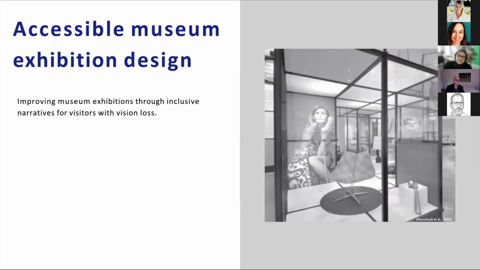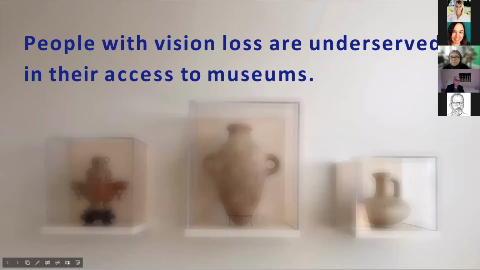All right, next slide. My research explored accessible museum exhibition design to improve the accessibility of museums for visitors with vision loss. The photo on the right is of a museum display that could be considered an example of an exhibit that is not accessible to visitors with vision loss. All right, next slide, please. So I'm going to begin with just some background about my research to give it some context.